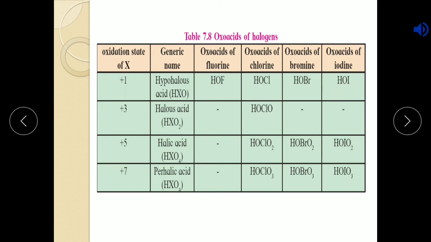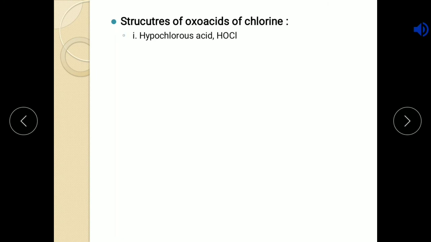Now, in your syllabus, structures of oxoacids of chlorine only are included. So we will consider now the structures of oxoacids of chlorine one by one. As you know, first member is hypochlorous acid with the formula HOCl. Now again, all these oxoacids contain at least one hydrogen, one oxygen, and one chlorine. Only three elements are there, and their arrangements. And all these arrangements contain one OH group attached directly to chlorine. Okay, so let us start. First structure, as you see, OH group attached to chlorine directly.